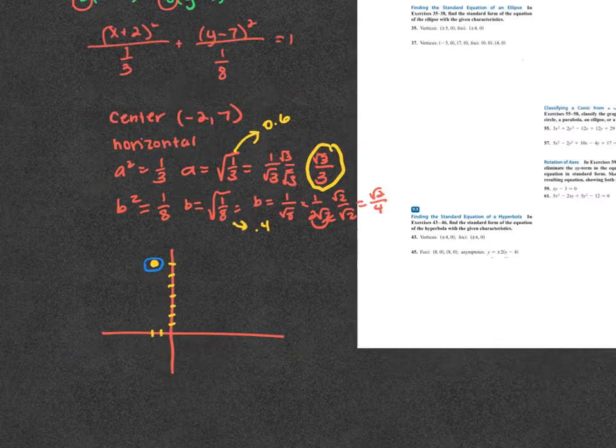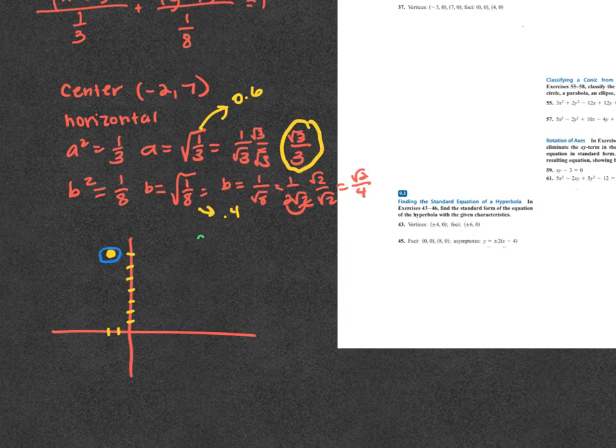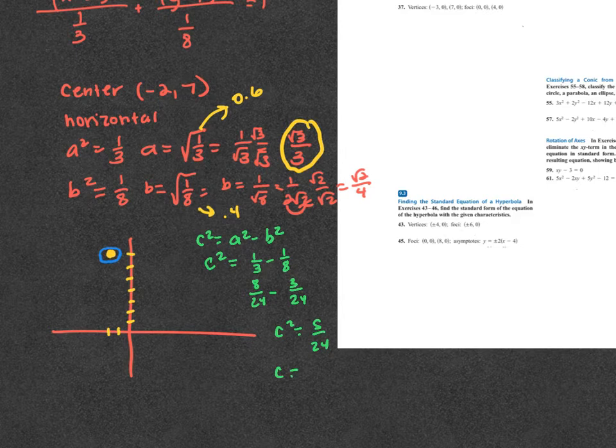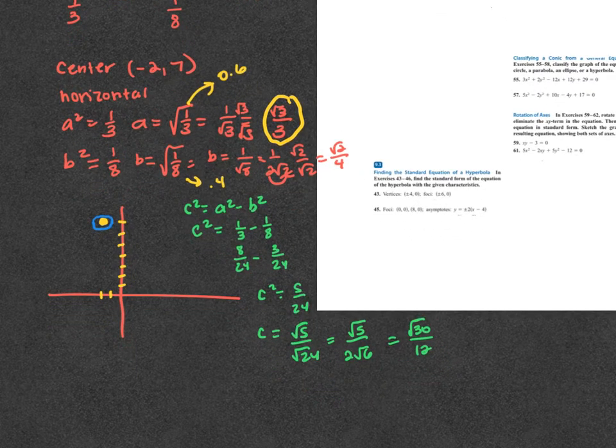And then your foci, does it ask for it on this one? Yeah, so your foci, because it's an ellipse, it's a squared minus b squared. C squared would equal 1/3 minus 1/8. So this becomes 8/24, and this becomes 3/24, 5/24. And there's your C. So then I'm going to add and subtract that from the center.